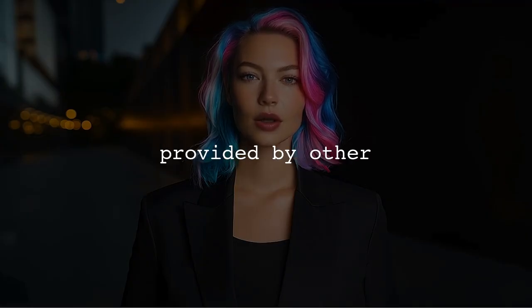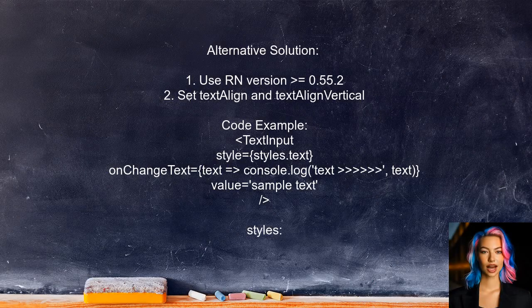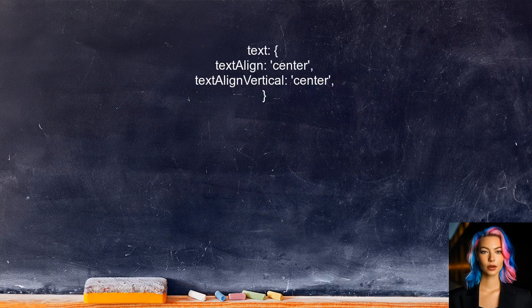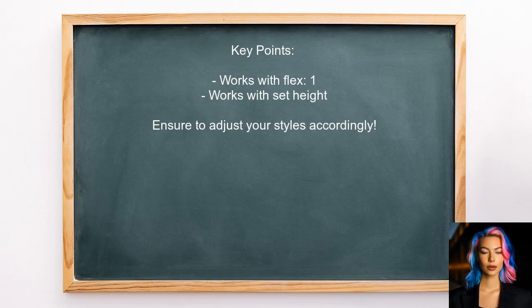Now let's look at the answers provided by other users. An alternative solution provided by another user suggests using the textAlignVertical property in React Native version 0.55.2 or higher. They demonstrate this with a TextInput component, where you can set the textAlign and textAlignVertical styles to center the text vertically. This approach works with both flex, and a set height for the text component, allowing for flexible vertical alignment.